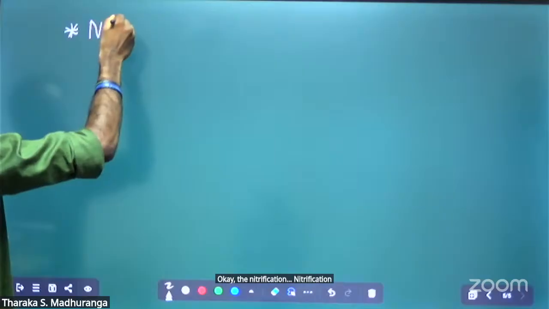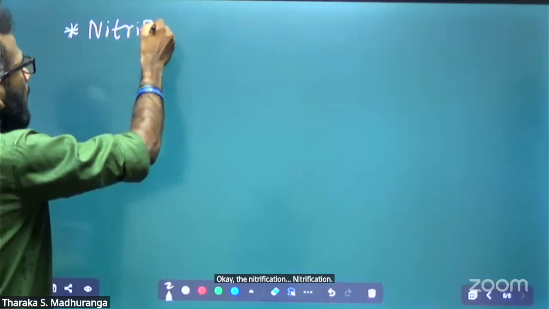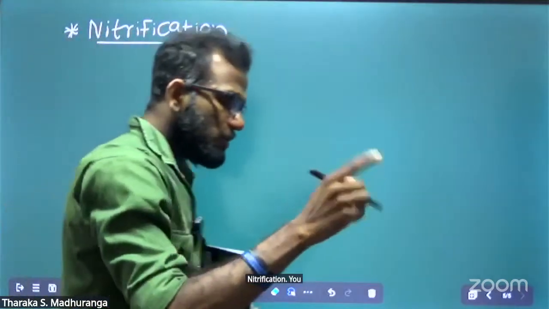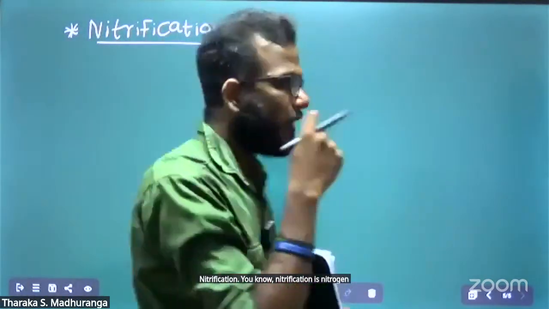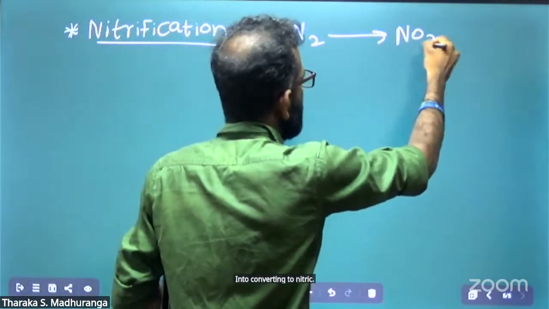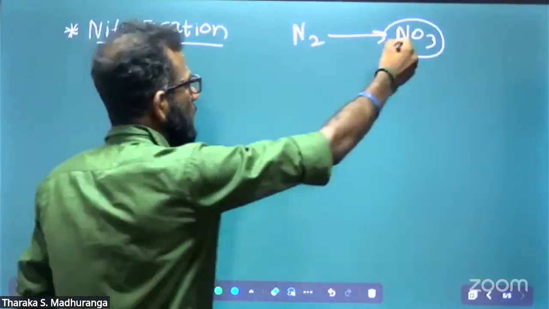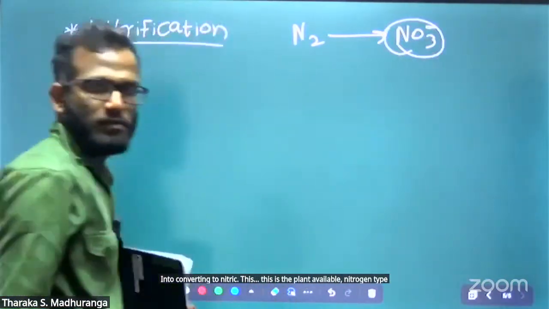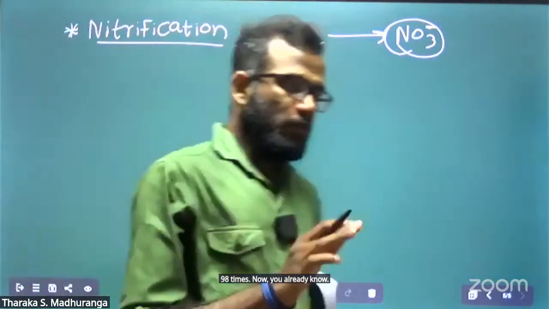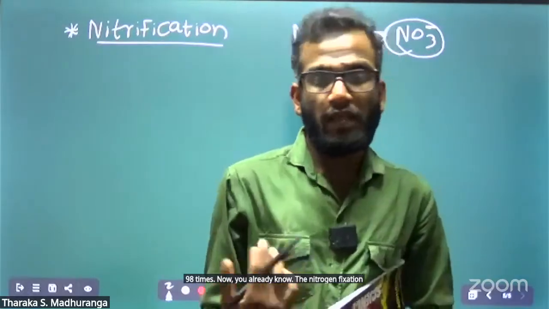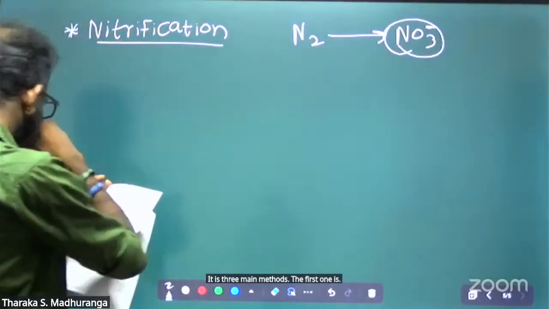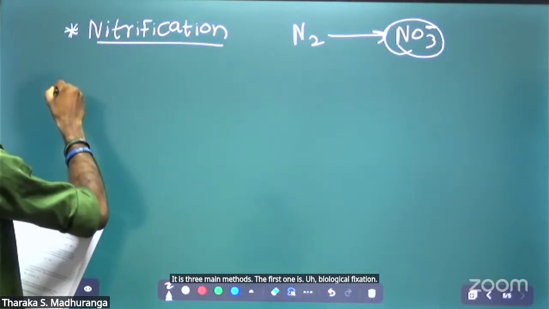Nitrification is nitrogen converted into nitrate. This is the plant-available nitrogen type, nitrate ions. Now you already know the nitrogen fixation or nitrification. There are three main methods. The first one is biological fixation.